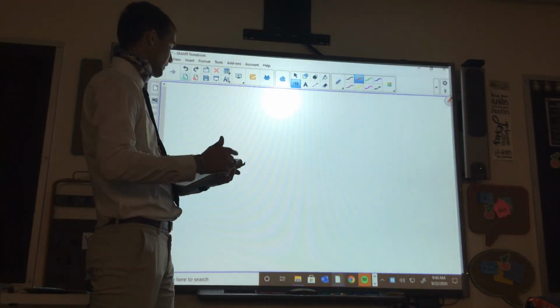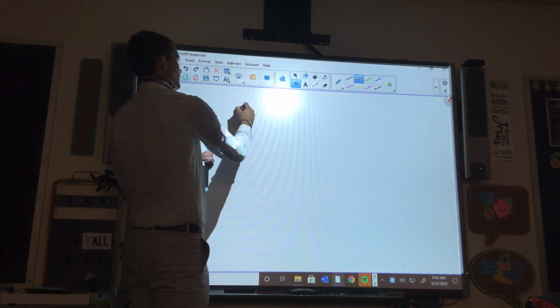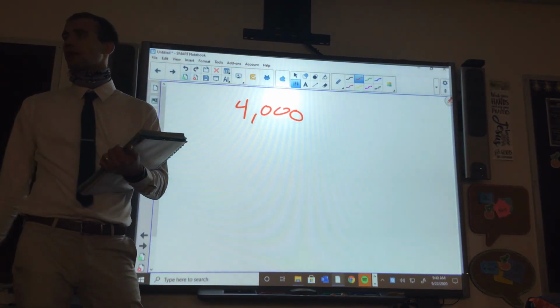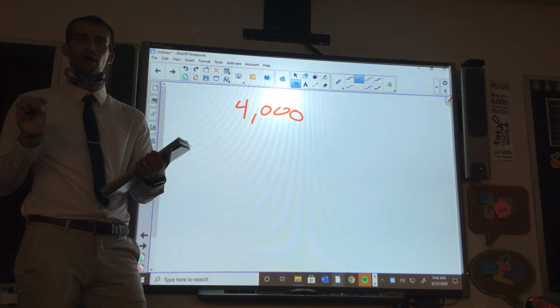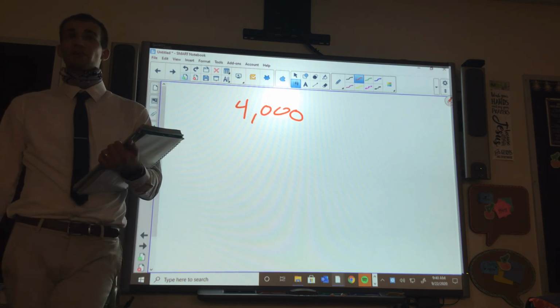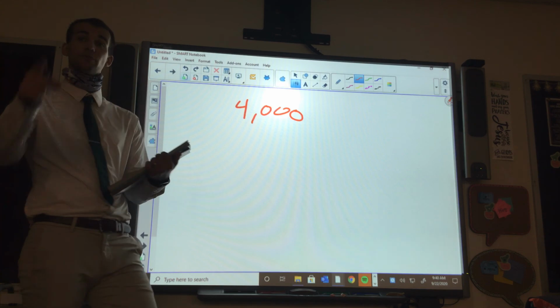Alright, so the next thing is looking at what is the smallest number that rounds to something. So if I said, hey, you've got 4,000, what's the smallest number that will round up to 4,000? Nope. 5,000 would not round up to 4,000. What's the smallest number that will round up to 4,000?